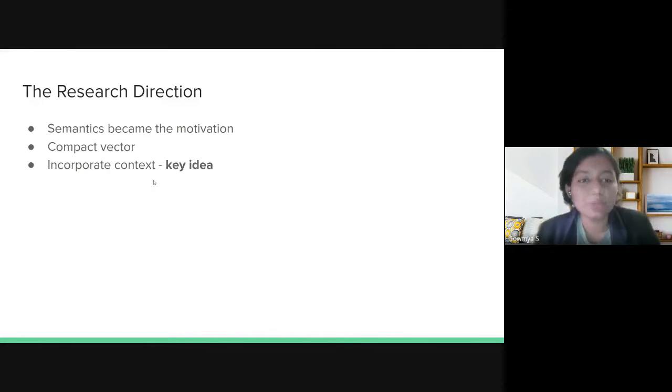So, how did we proceed from LSA to word embeddings? First, we are not capturing as much semantics as we want. Next, we want a compact vector, which is the same thing we saw in LSA. And the idea was to incorporate context. We saw even in disambiguation, if I have the word bank, I can look at the nearby words to disambiguate the meaning. A similar approach was used for word embedding.